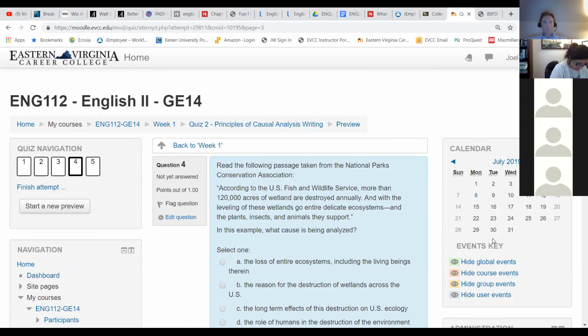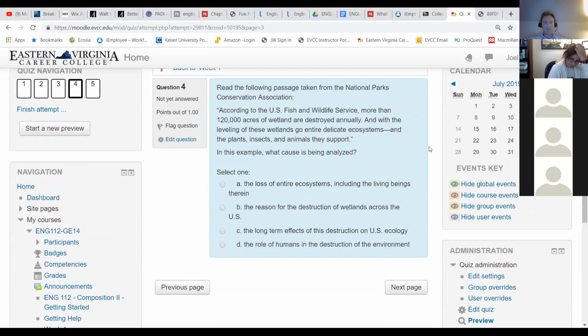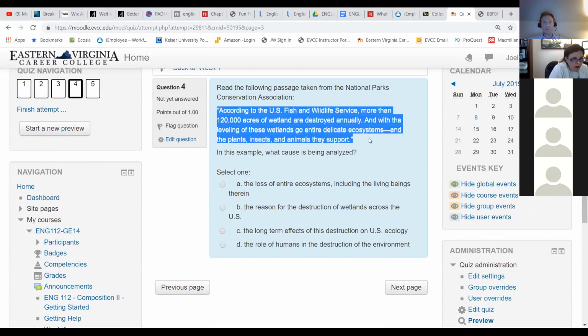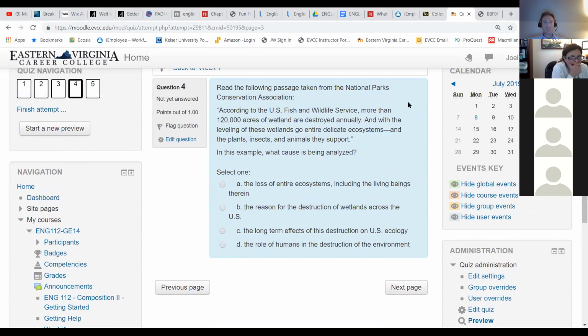Okay, so one more straightforward example, straight out of a real life example, I should say. According to the U.S. Fish and Wildlife Service, more than 120,000 acres of wetland are destroyed annually. The leveling of these wetlands will destroy entire delicate ecosystems and the plants, insects, and animals they support. So what cause is being analyzed? The loss of the wetlands, including the living beings.